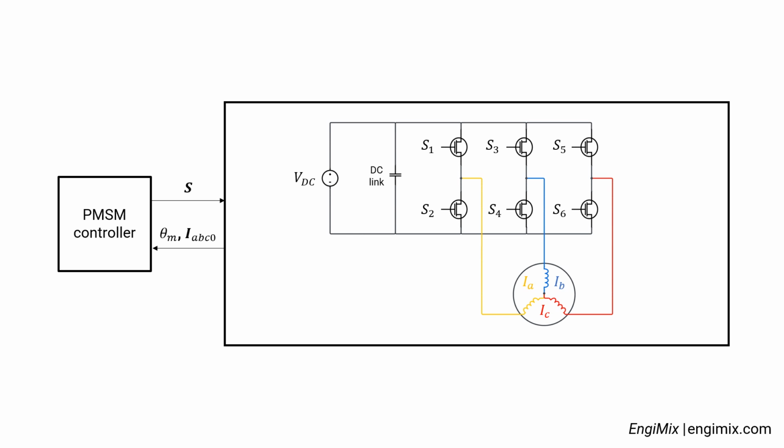The PMSM system can be represented as a voltage source VDC, a PMSM inverter with 6 transistors in parallel to the DC link, and the PMSM with each phase connected to a leg of the PMSM inverter.